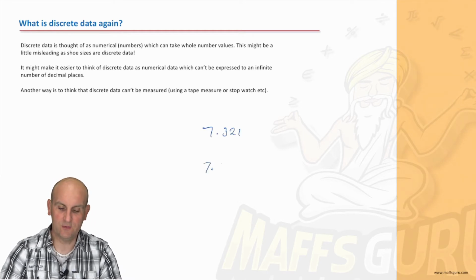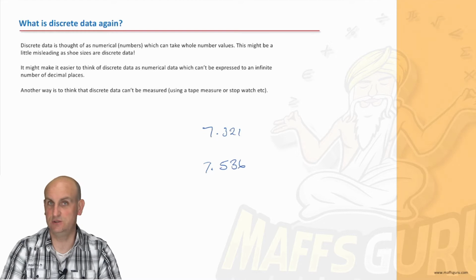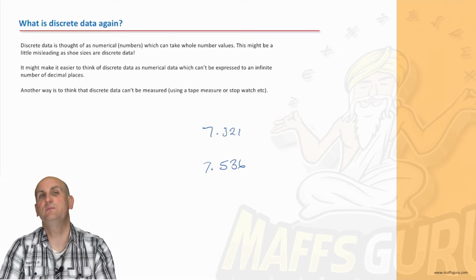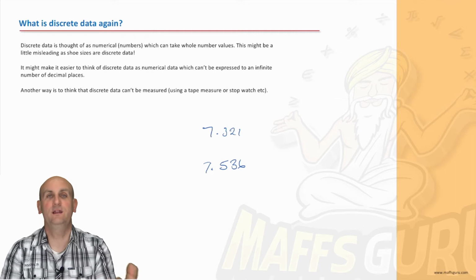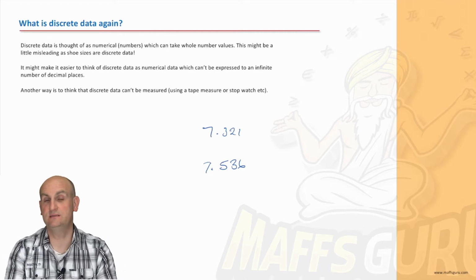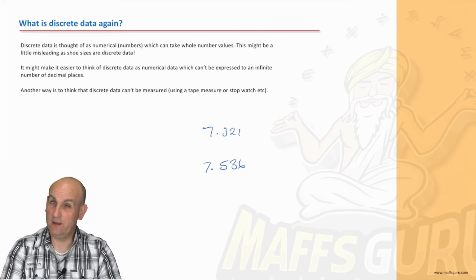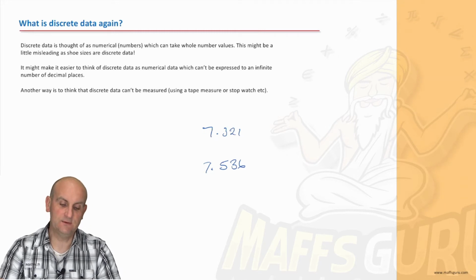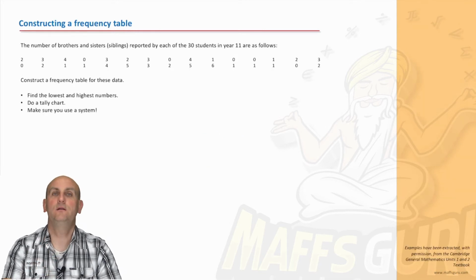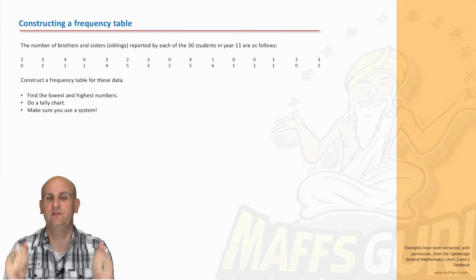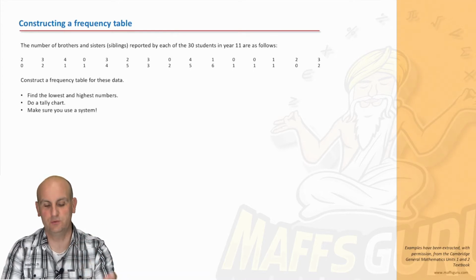Likewise, you can't walk in and order a 7.536 shoe. 7.5 is there simply because for some reason we decided to put a half size in. Interestingly, places like America don't have half sizes, and so much respect to the Americans for working out to use discrete data. Probably not why they did it, but it works for me. So again, discrete data can't be measured, in the sense of with a tape measure or a timer or a stopwatch or something along those lines.